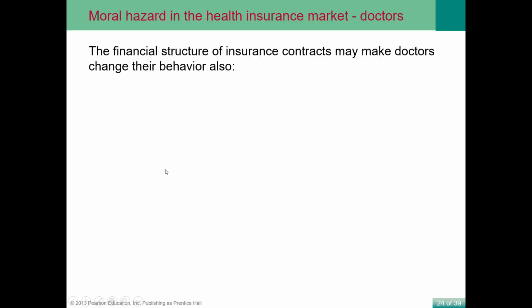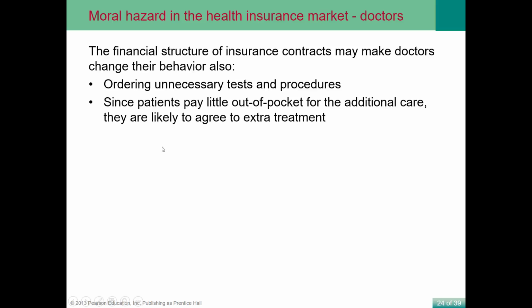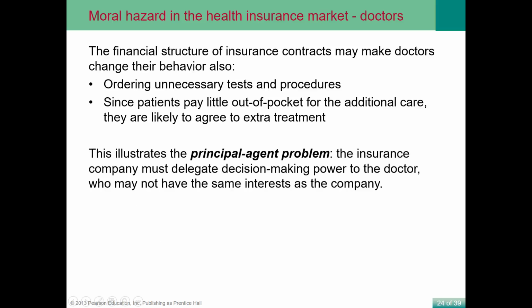The financial structure of an insurance contract makes the doctors change their behavior also, ordering unnecessary tests and procedures. Since patients likely pay little out of pocket for additional care, they're likely to agree to the extra treatment. So if it costs me nothing and you're offering me this extra treatment, sure, why not, right? But if it costs me $2,000, I might say, well, is that absolutely necessary? Do I need that? This illustrates the principal-agent problem.